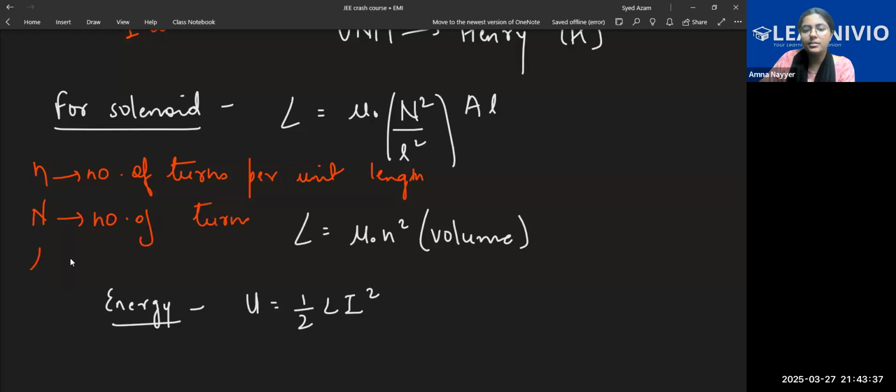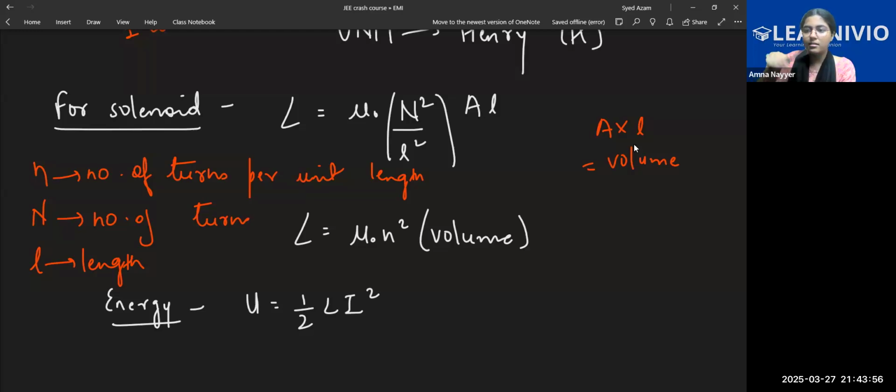And l is the length. So that is only written. And see, area into the length will give you the volume. So if volume is given directly, use it. If not, then use area into the length for a solenoid. Area means area of the cross section.